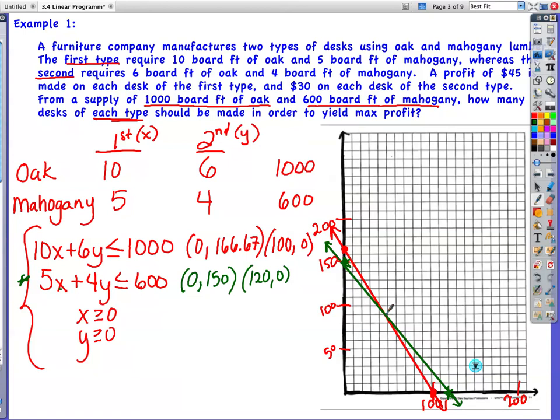Oh, I forgot to shade. Silly me. Let me go back just one moment. Not that big of a deal, but 0, 166.67, and 100, 0. If I'm going to shade that, if I put 0, 0 in here, 0 is less than or equal to 1,000. That means this point is true for the red. So I would shade with the red underneath the red line.